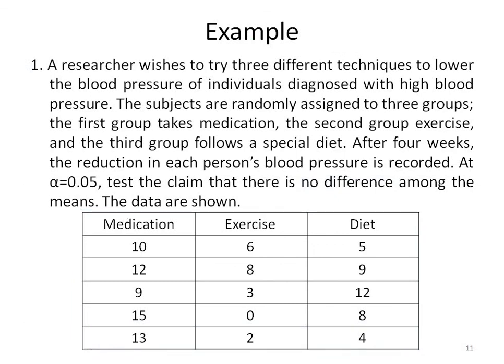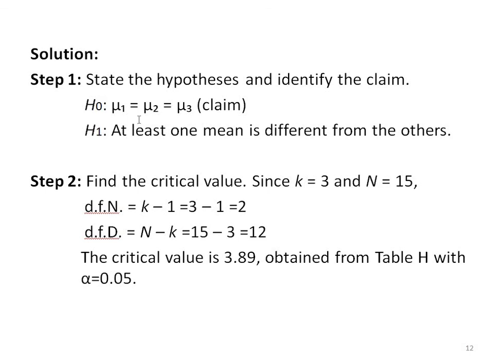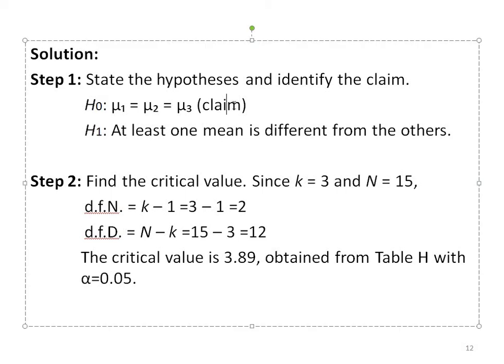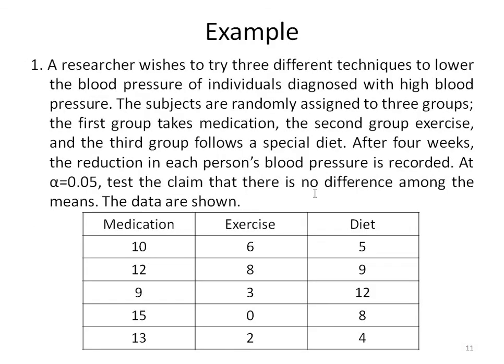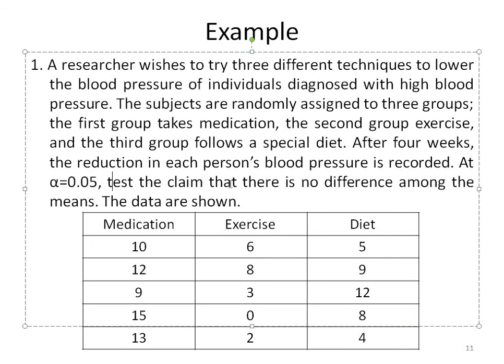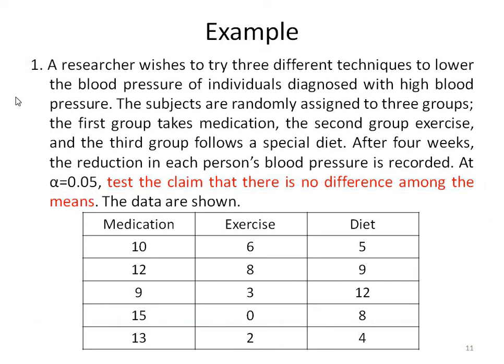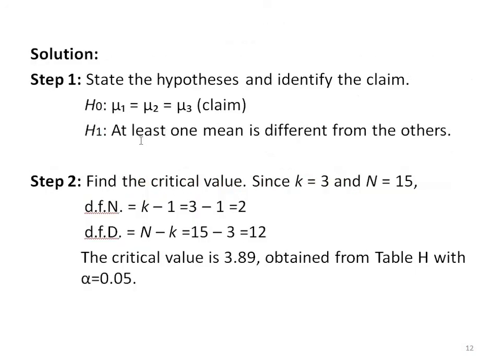So the first step will be hypothesis testing. Null hypothesis, mean 1 equal to mean 2 equal to mean 3. This is our claim. Why our claim? Because the question said, test the claim that there is no difference among the means. Then, alternative hypothesis, at least one mean is different from the others. Step 2, find the critical value.